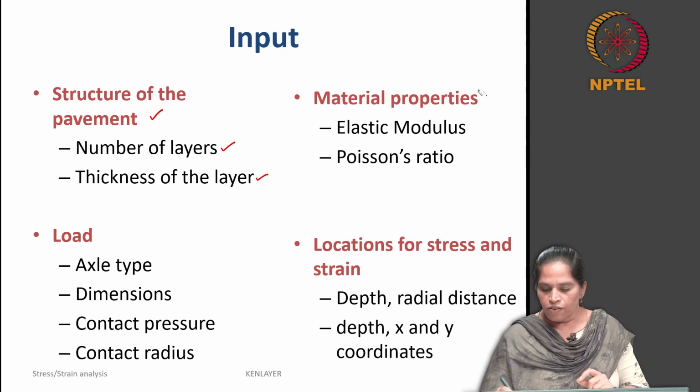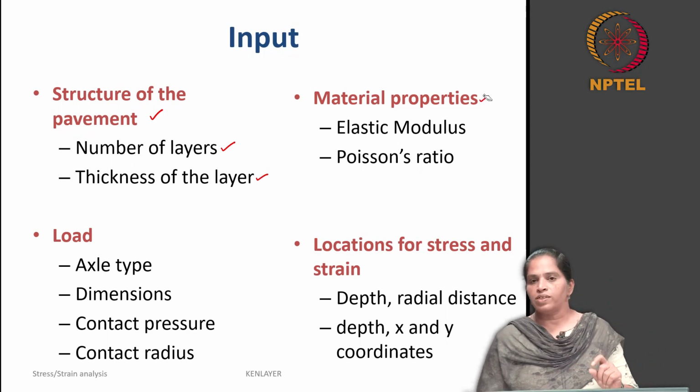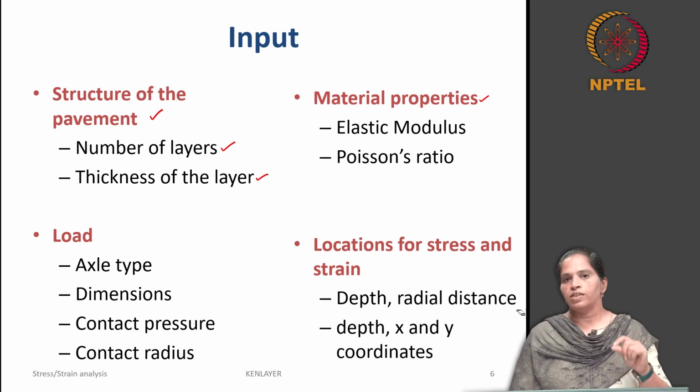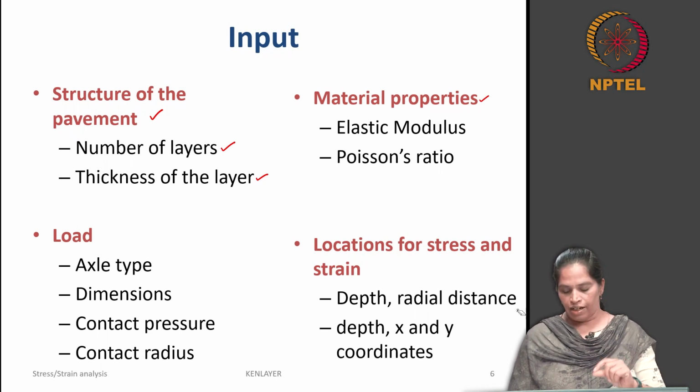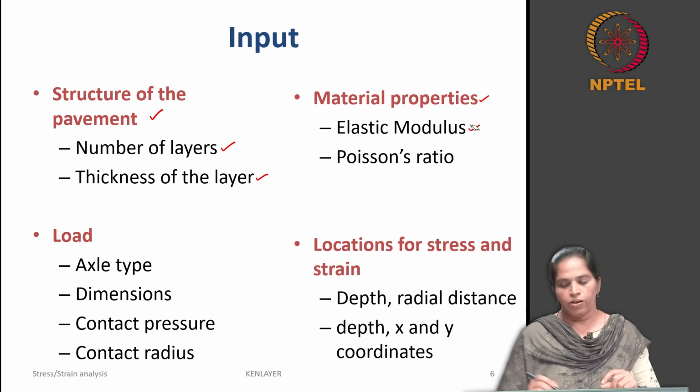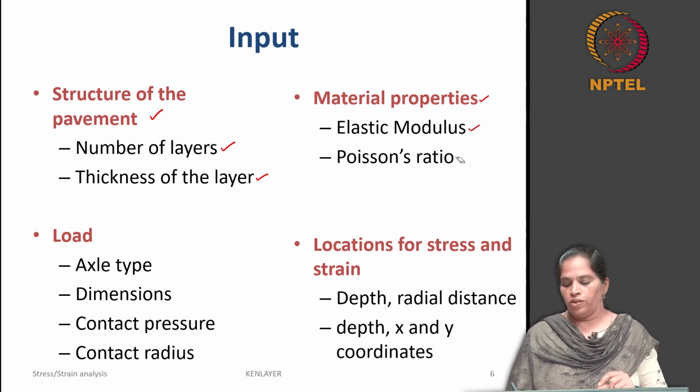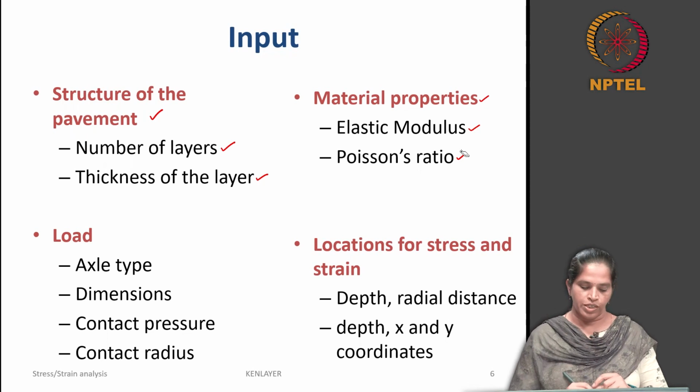Followed by this, you have the material properties. You know it is a linear elastic theory. So to determine stresses and strain in the linear elastic layers, you need the elastic modulus of the different layers and you need the Poisson's ratio of each layer.